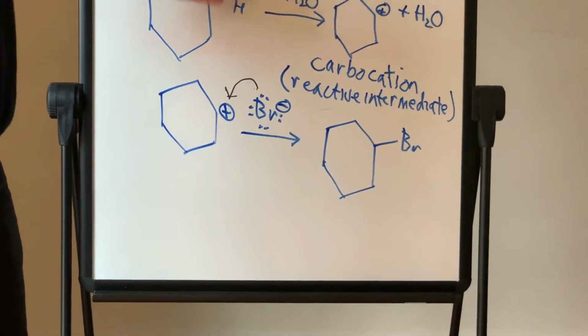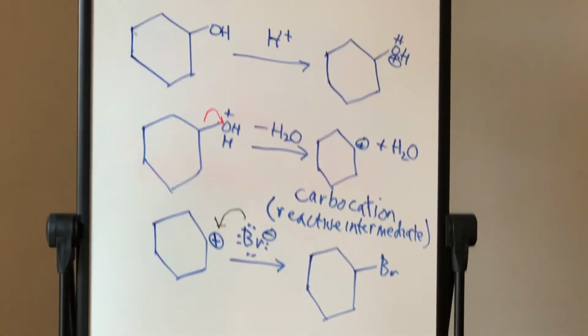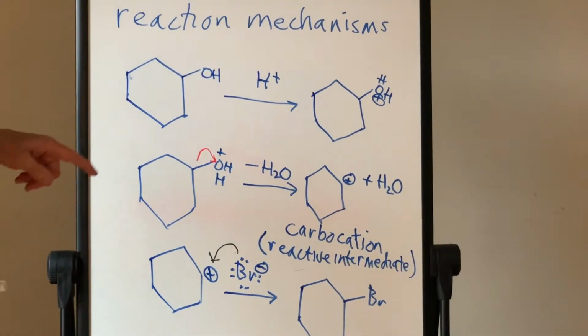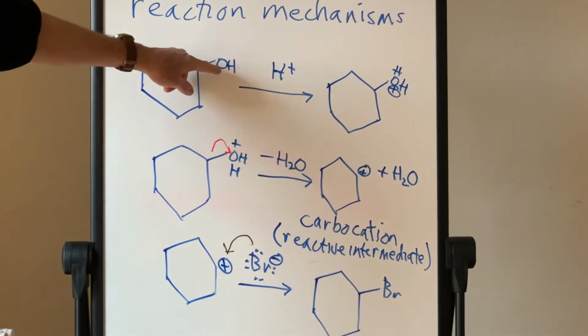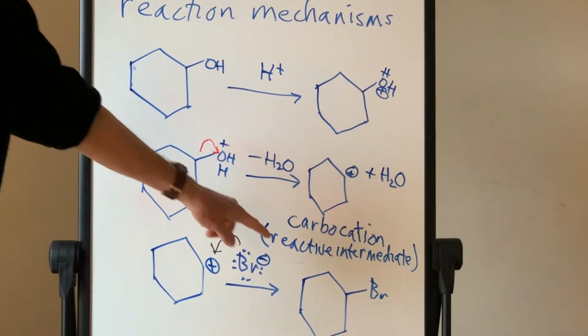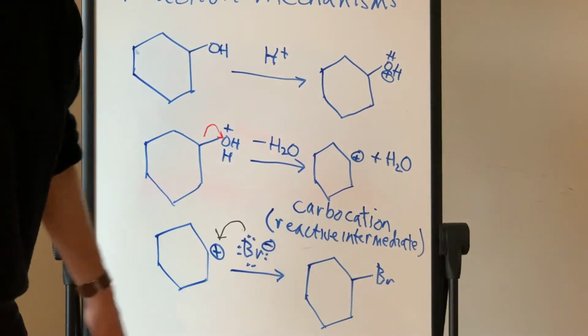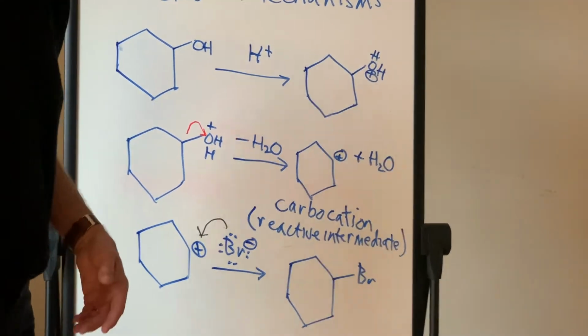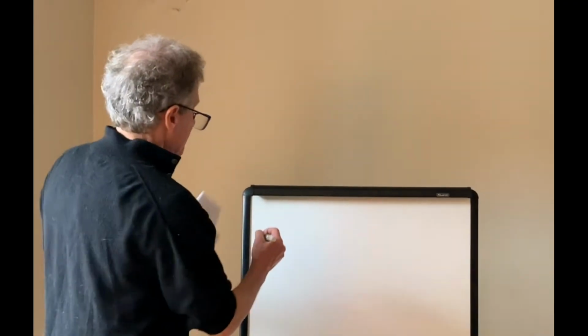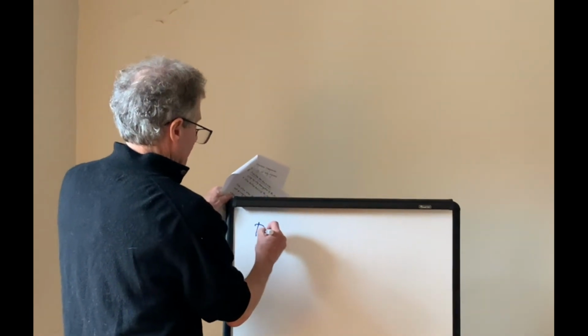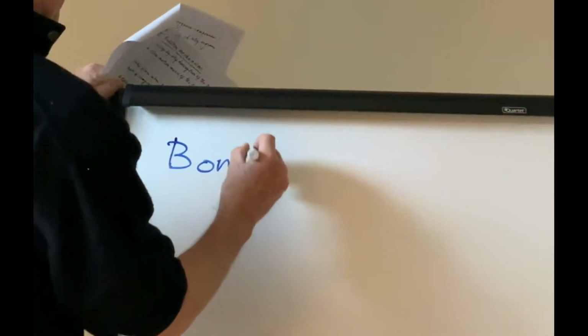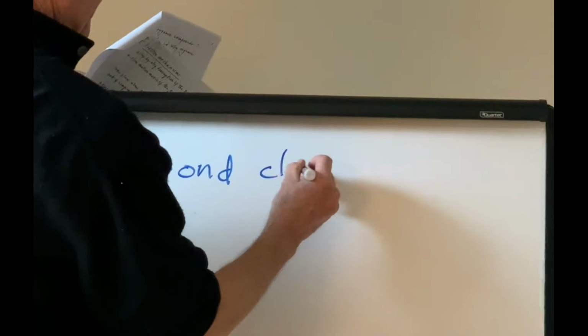These three steps constitute a mechanism for the substitution of a hydroxyl group by a bromine. Cyclohexanol becomes cyclohexyl bromide. My next subject is called bond cleavage, meaning how do bonds break.